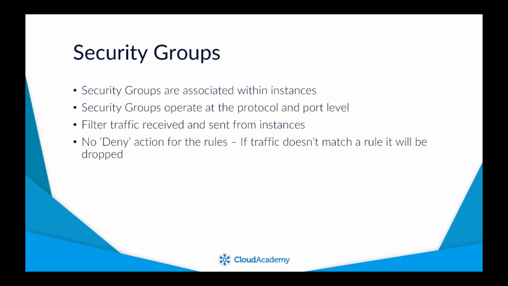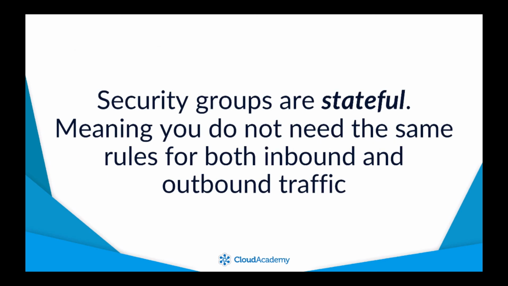However, unlike NACLs, with security groups there isn't a deny action for a rule. Instead, if there isn't a rule that explicitly permits a particular packet, it will simply be dropped. Again, the rule set is made up of two rule sets, inbound and outbound. But security groups are stateful, meaning you do not need the same rules for both inbound and outbound traffic, unlike NACLs which are stateless. Therefore, any rule that allows traffic into an EC2 instance will allow any response to be returned without an explicit rule in the outbound rule set.